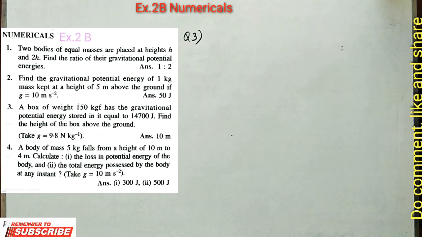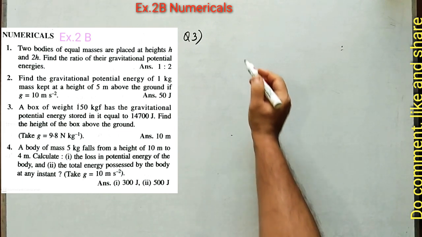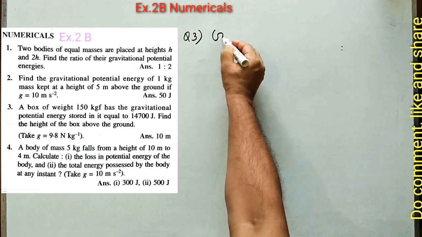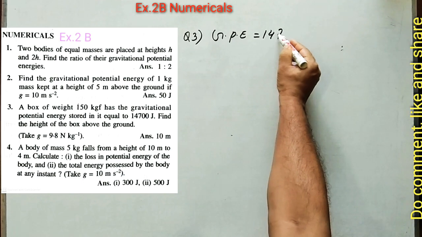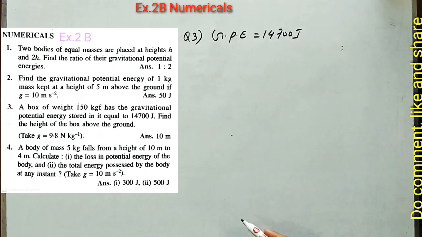A box of weight 150 kilogram force has the gravitational potential energy stored in it equal to 14,700 joule. Find the height of the box from the ground. The value of g is 9.8 Newton per kg. So the gravitational potential energy possessed by the box is given. GPE is equal to 14,700 joule. Okay.